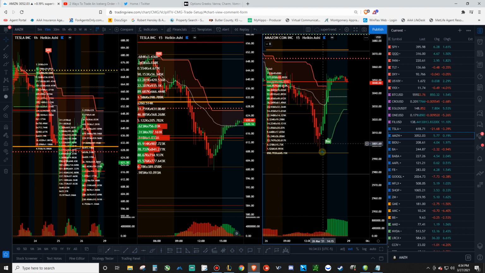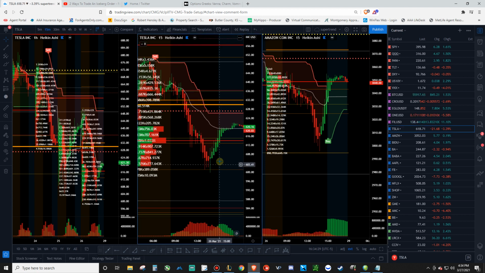Amazon even had a second leg down. Well, actually they both did. Same pivot for both of them, same number. Tesla right here, pre-split, is $3,000 a share. Amazon, $3,000 a share. They're both coming down into some major support here. And as this was happening, around this area, this is where Amazon tagged 600.